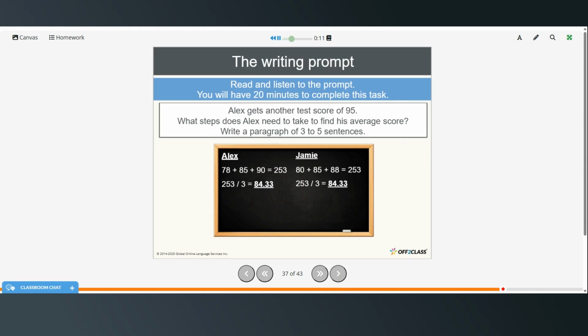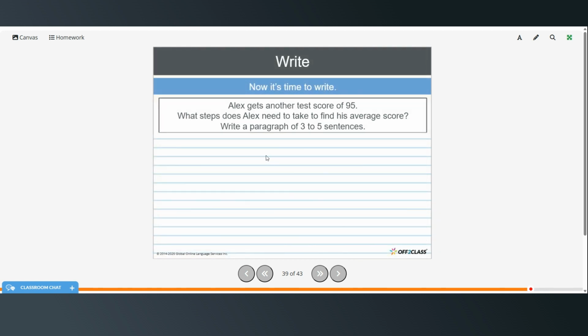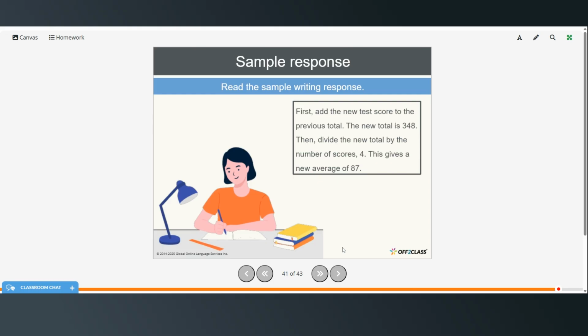Alex gets another test score of 95. What steps does Alex need to take to find his average score? Write a paragraph of 3 to 5 sentences. Okay, this is another 20-minute task. You can organize your ideas, write your sentences, review the items on the checklist, and now we'll look at the sample response.